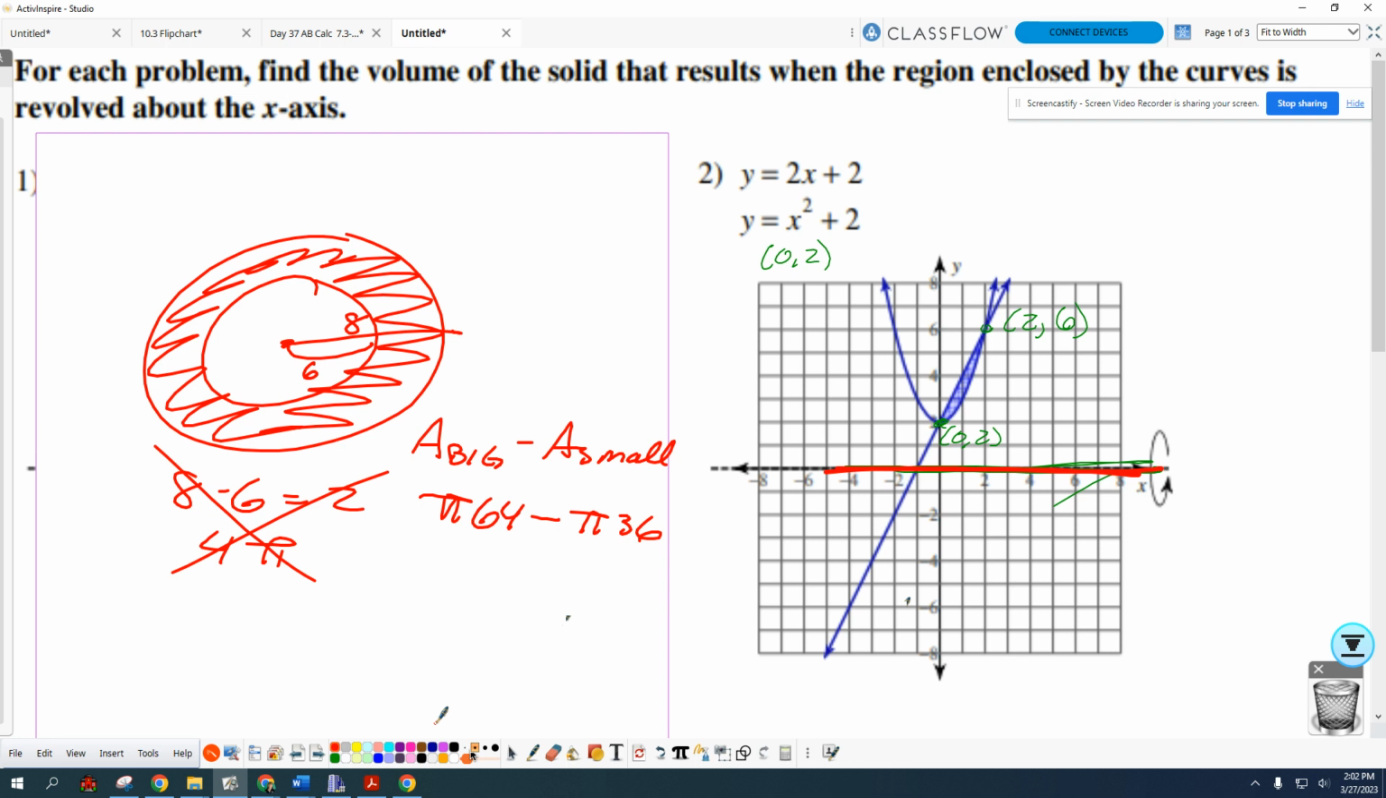Noah? So is there always gonna be a hole in the middle that's not touching the x-axis? If it's not touching the thing it's spinning around, yeah. Not necessarily the x-axis, but the thing it's spinning around, yeah.